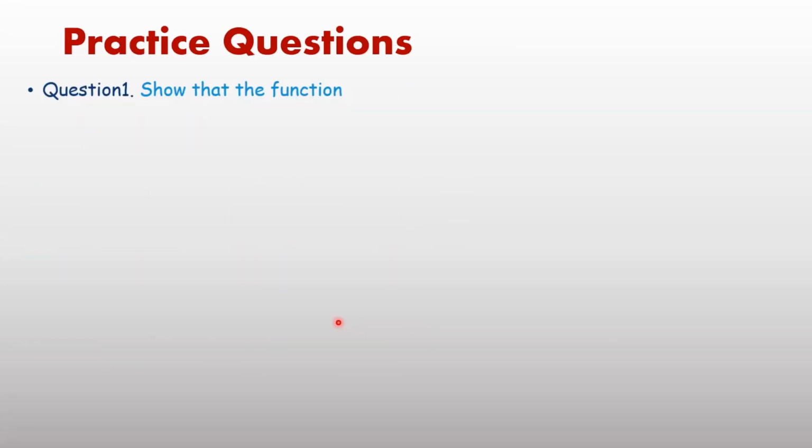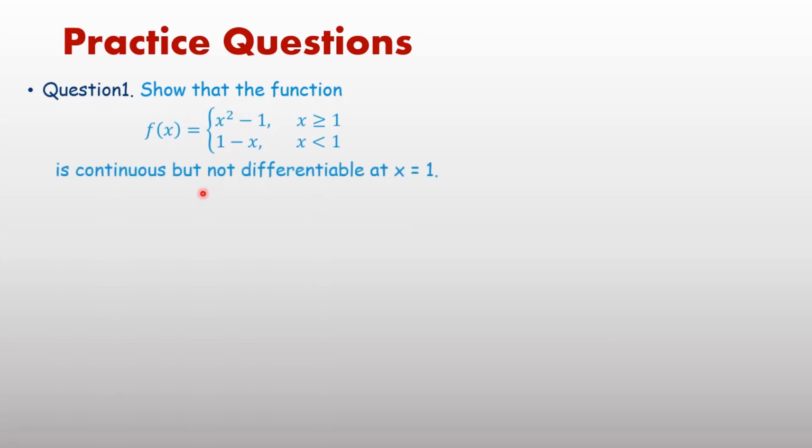Practice questions which we have to solve. First question, show that the function is continuous but not differentiable. For continuity, you have to check the left hand limit, right hand limit, and value of the function at x equal to 1. If these three are equal, you can say the function is continuous. For not differentiable, if you calculate the left hand derivative and right hand derivative, you can observe both are not equal. It implies the function is not differentiable. In the solved example, I have covered this part.